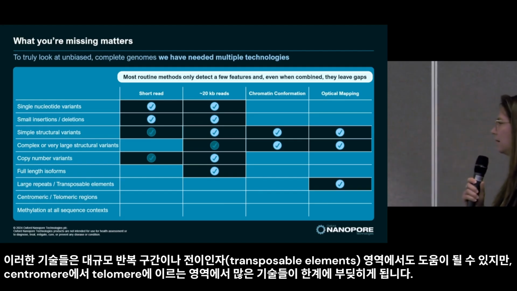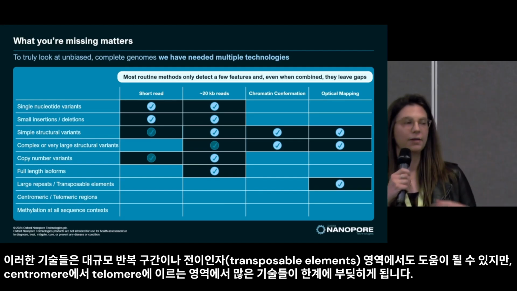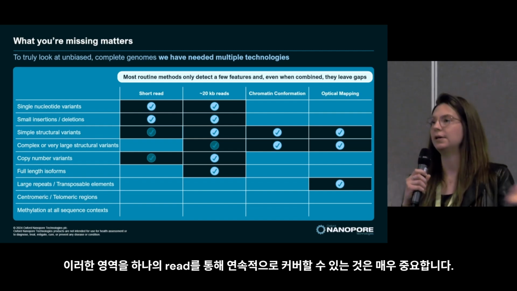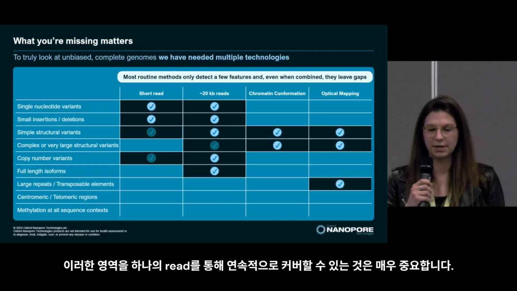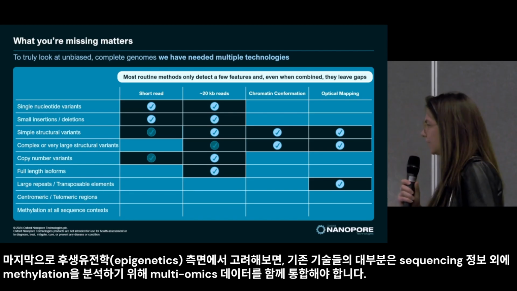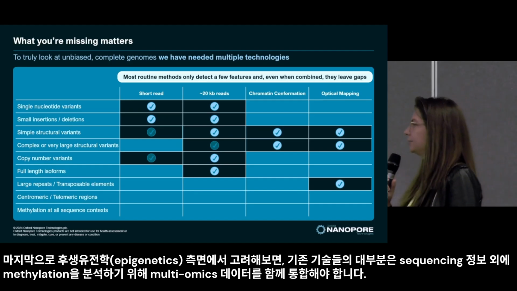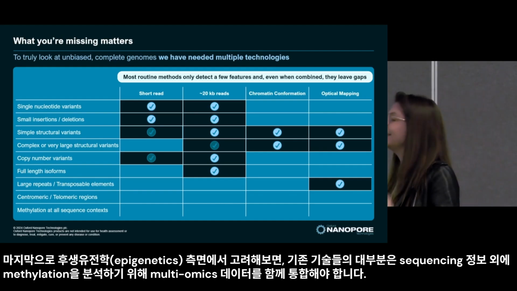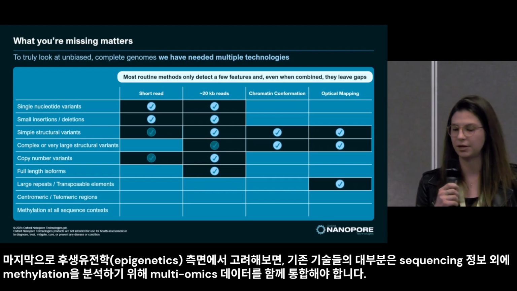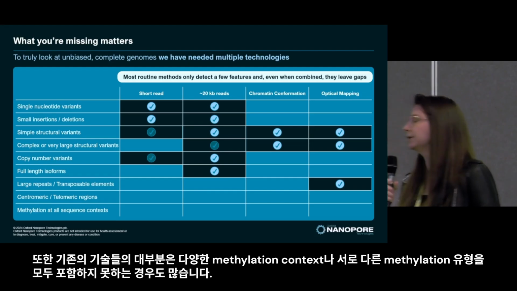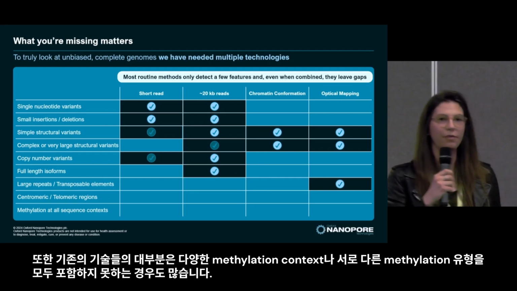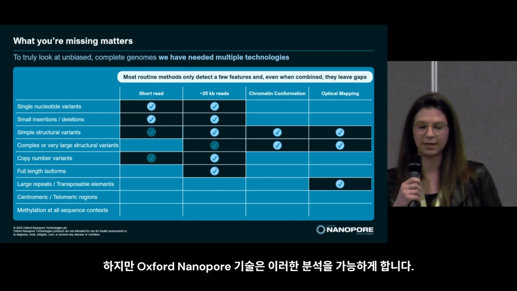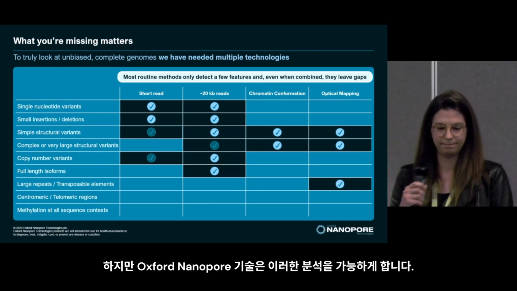But where a lot of these technologies fall apart is in the centromeric to telomeric regions. And as we heard from Kevin, being able to span across those regions. And then finally, when we think about epigenetics, many of these technologies, you have to incorporate multiple omics in order to get at methylation, in addition to your canonical sequencing information. And they may not include a variety of contexts of methylation or a variety of methylation types. And so what I'll show you in a moment is that nanopore is capable of doing that.